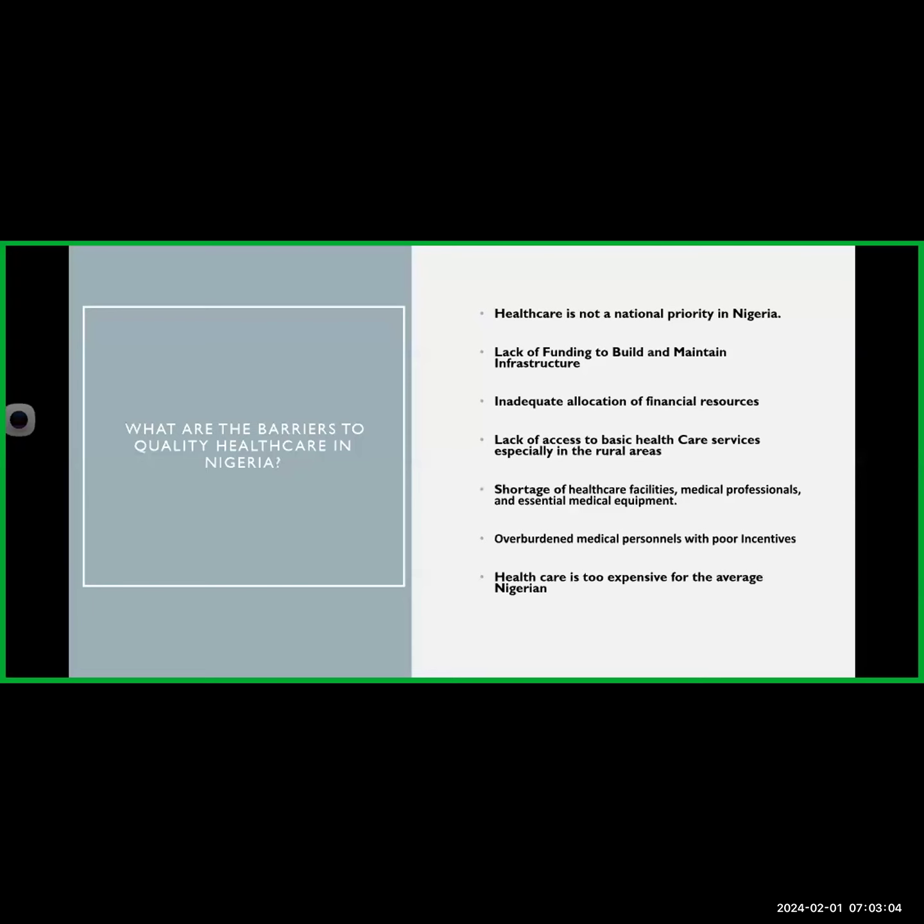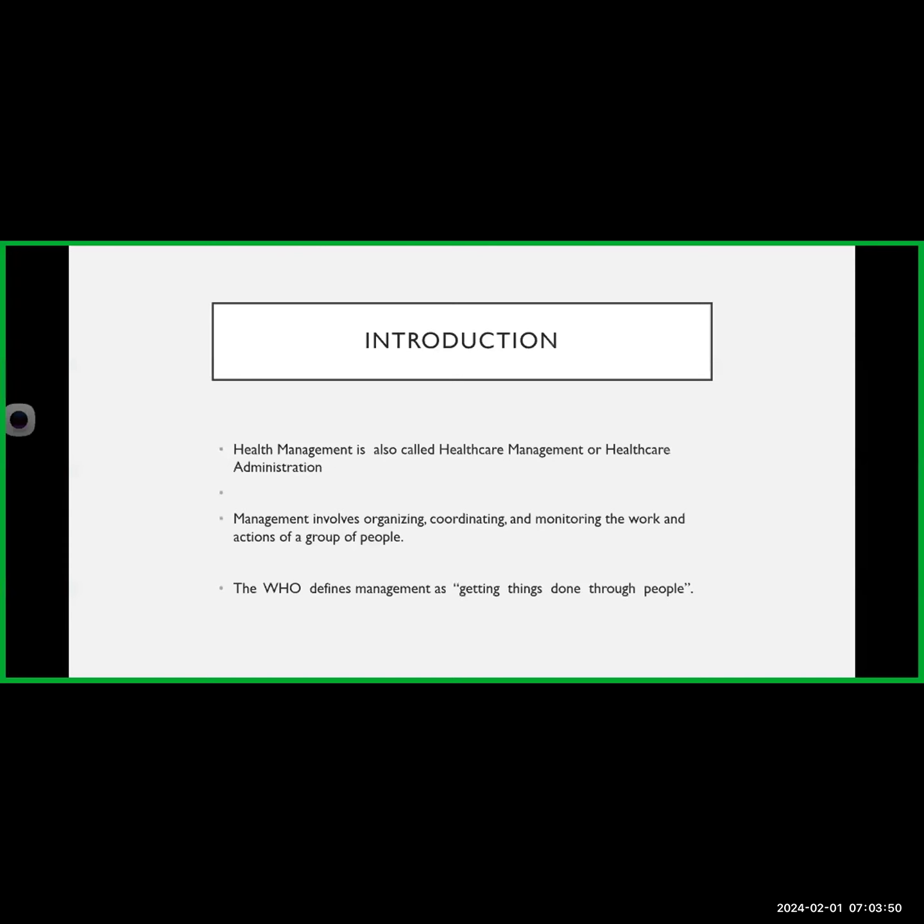What are the barriers of quality health care in Nigeria? Health care in Nigeria, one, is not a national priority. There's lack of funding to build and maintain health infrastructure. Then there's inadequate allocation of financial resources to the health sector. There's lack of access to basic health care services, especially in the rural areas. Then we have shortage of healthcare facilities, medical professionals, and essential equipment. Then again, we have overburdened medical personnel with poor incentives in terms of salaries. Then healthcare in Nigeria is too expensive for the average Nigerian.